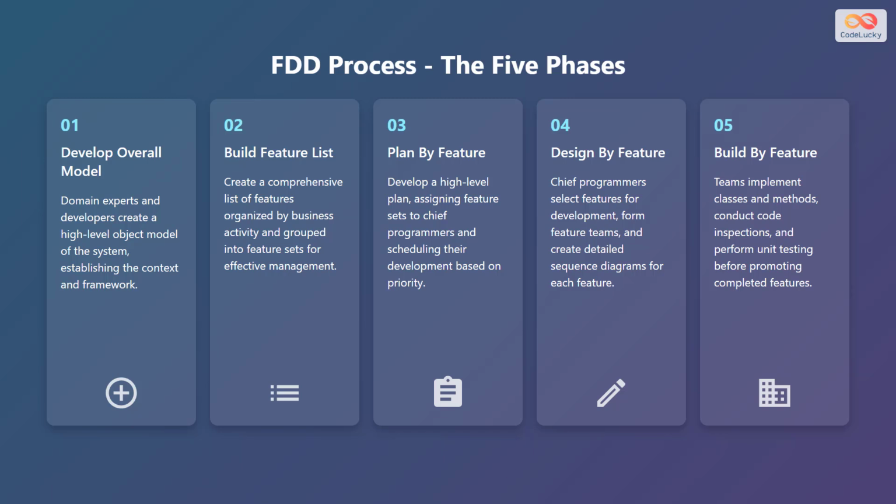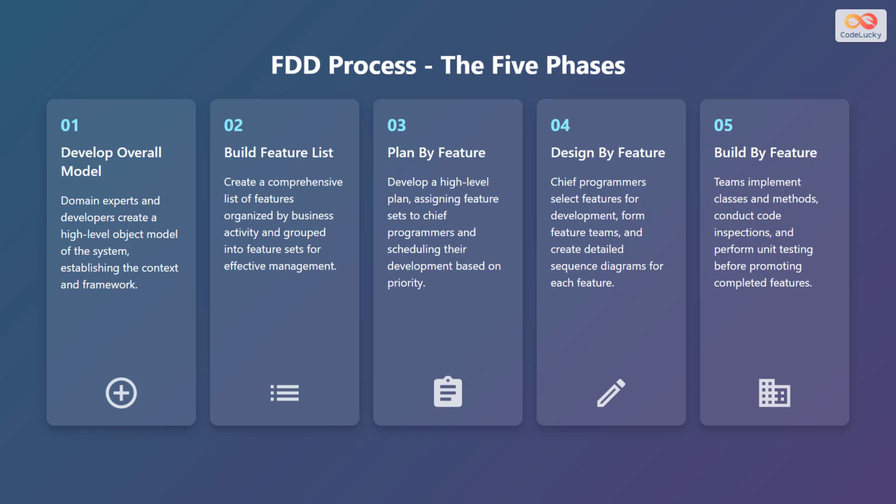Phase 3: Plan by feature. In this phase, a high-level plan is developed. Feature sets are assigned to chief programmers, and their development is scheduled based on priority. It is about organizing who does what and when.